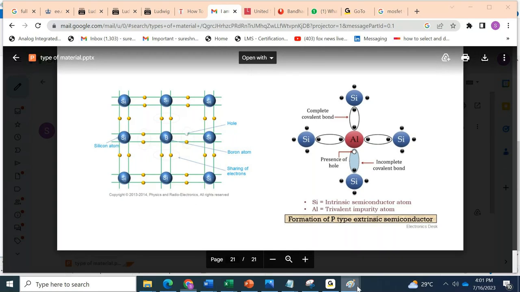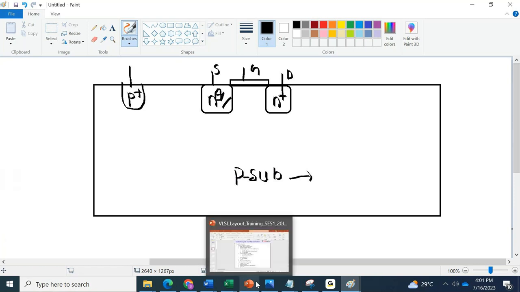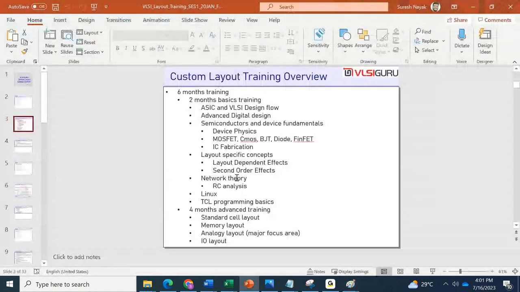So you understand why n plus. Okay, n plus means the concentration of electron is more. That's a given plus. It behaves like a conductor. Okay, channel length you understand and MOSFET you understand. Okay, some layout dependent secondary effects I will come to again.